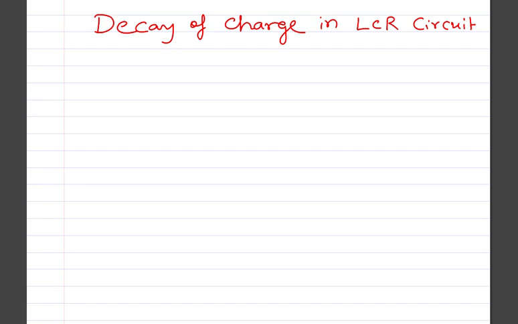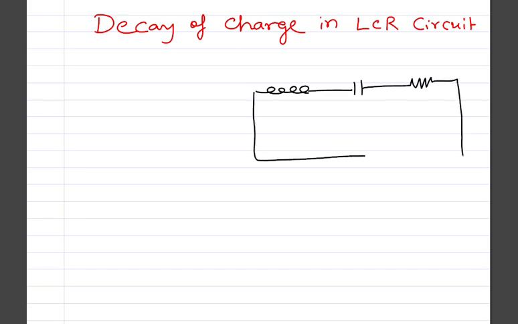We have discussed the growth of charge in a LCR circuit in the previous class. Now we are going to look at the decay of charge in a LCR circuit. So the circuit is similar, without the battery, of course. You have an inductor, a capacitor and a resistor, and they are all connected to a battery for charging initially.